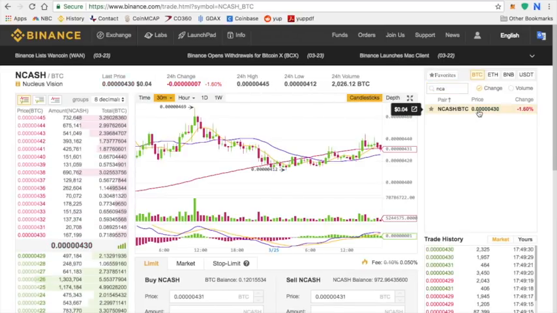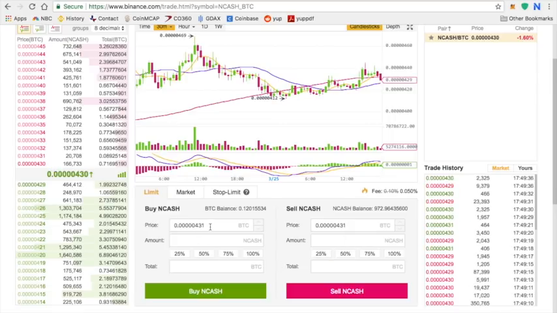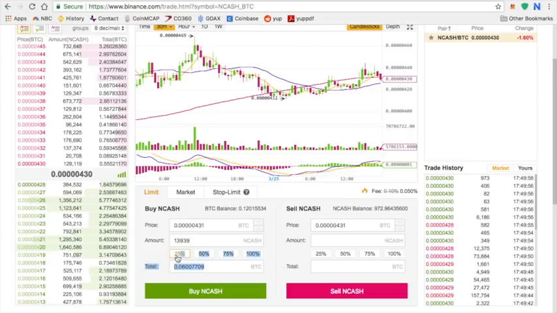So there it is. It shows you right here. When you mouse over it, it says it's trading at 4 cents right now. So I've got my Bitcoin in there. If I want to buy 100% of my Bitcoin right now, it's going to give me 27,878 NCASH. That's the Bitcoin I have in my Binance account. If I did 75%, it gives me 20,000. 50%, 13,000. 25%, 6,000. Or you can do your own.